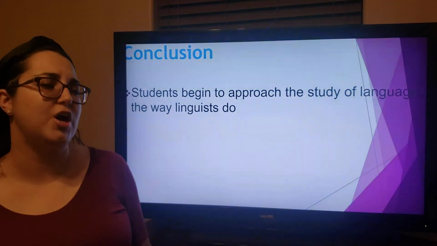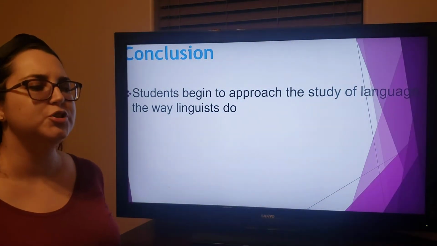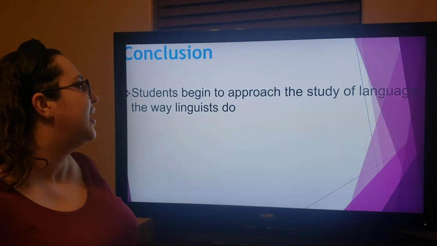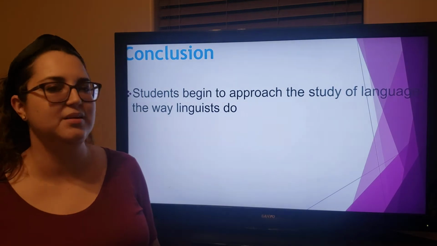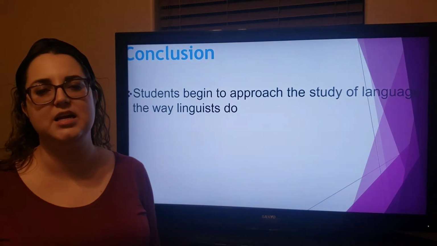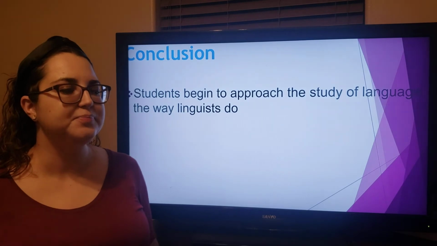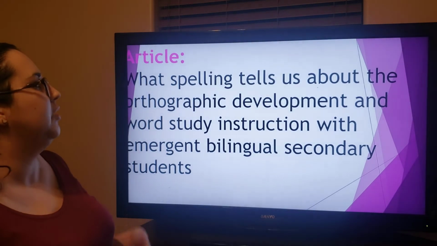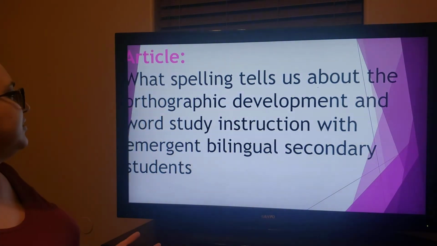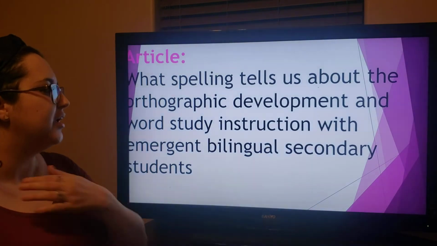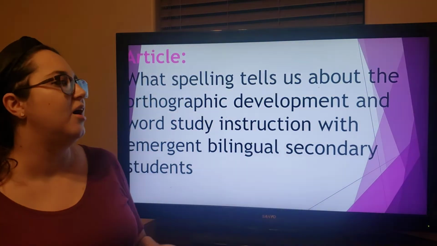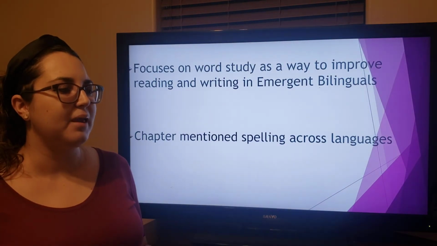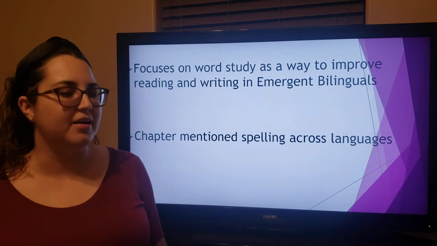And in conclusion of this chapter, right, they push for students to begin to approach the study of language the way that linguists do, right? By studying those words, studying the spellings. And so I selected this article, what spelling tells us about the orthographic development and word study instruction with emergent bilingual secondary students, based on that section that I found really interesting. I became very interested in that, and that's how I made that connection.